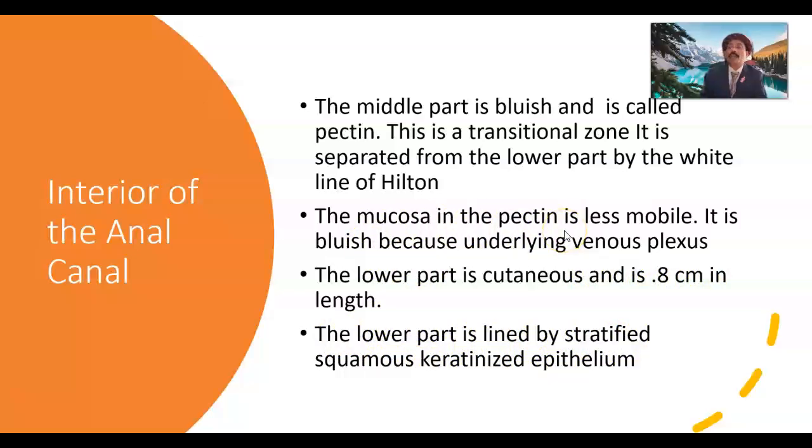The middle part, pecten, is lined by stratified squamous non-keratinized epithelium. Even we may get some patches of stratified cuboidal epithelium. So the upper part is lined by simple columnar epithelium, the middle part by stratified squamous non-keratinized epithelium, and the lower part by stratified squamous keratinized epithelium. There is a slow transition from the columnar epithelium, maybe a few patches of stratified columnar epithelium, then stratified squamous non-keratinized epithelium in the middle part of the anal canal, and the lower part is certainly stratified squamous keratinized epithelium.